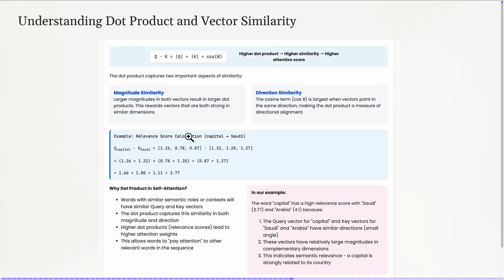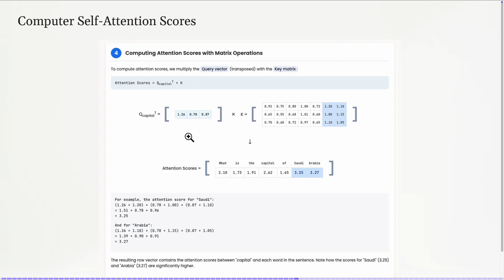We will come to it. Okay. So in principle now, I'm going to take word by word. We have calculated all the different key, query and value vectors for all the different words. Now we'll take them one by one. I will take the capital as a query and calculate the relevance score with all other words.